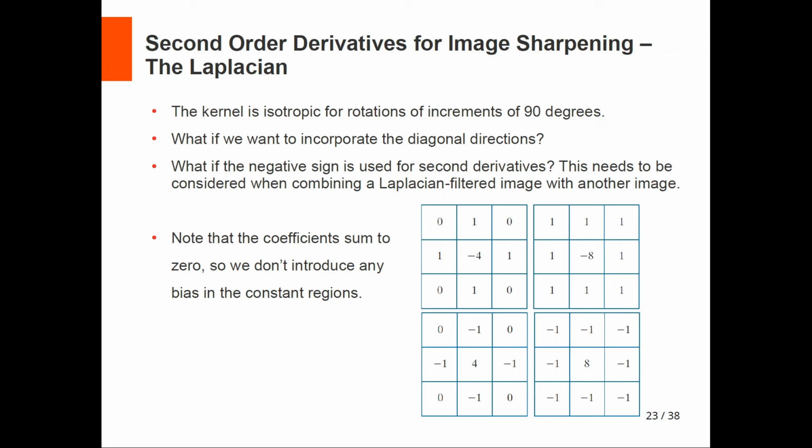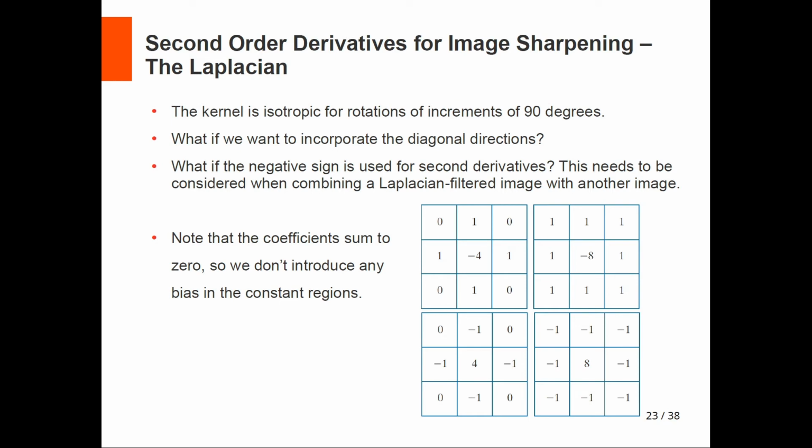What if the negative sign is used for second derivative? That is something that sometimes is common too. So basically it looks as if we multiply these two kernels with a negative sign. So by themselves they are not going to be important, but they become important when we want to combine a Laplacian filtered image with another image. So this is something that we need to consider when we want to combine several images. By themselves, having these as either positive or negative does not matter that much.